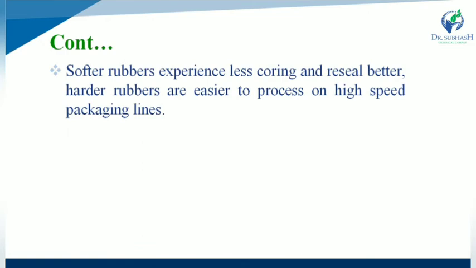Softer rubbers experience less coring and reseal better. Harder rubbers are easier to process on high-speed packaging lines. So softer rubber has the property of less coring and resealing better compared to harder rubber, while harder rubber is easier to process on high-speed packaging lines.